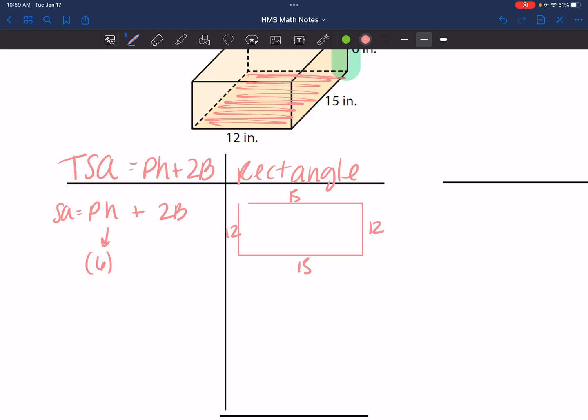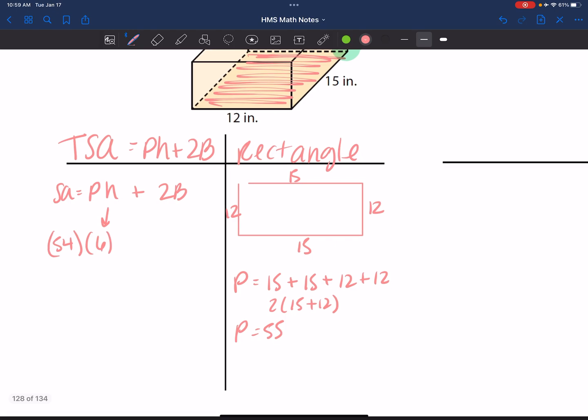So now let's find capital P, perimeter, which we know to be all sides added together. Yes, there is an easier way to do this. I like to do 2 times 15 plus 12. But, you know, it is what it is. So the perimeter equals 54.